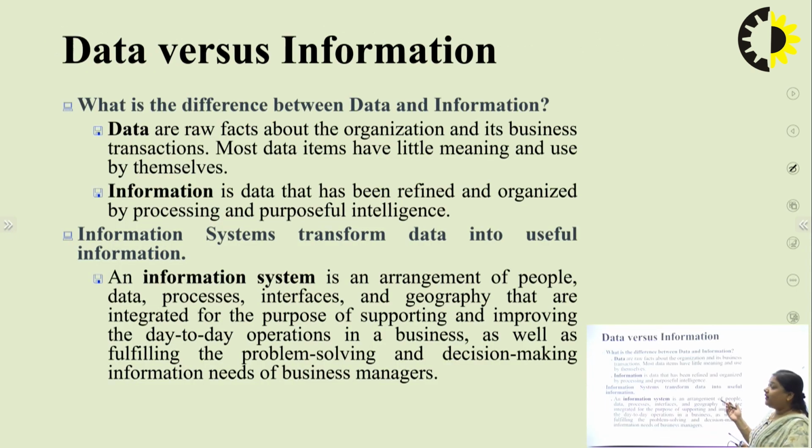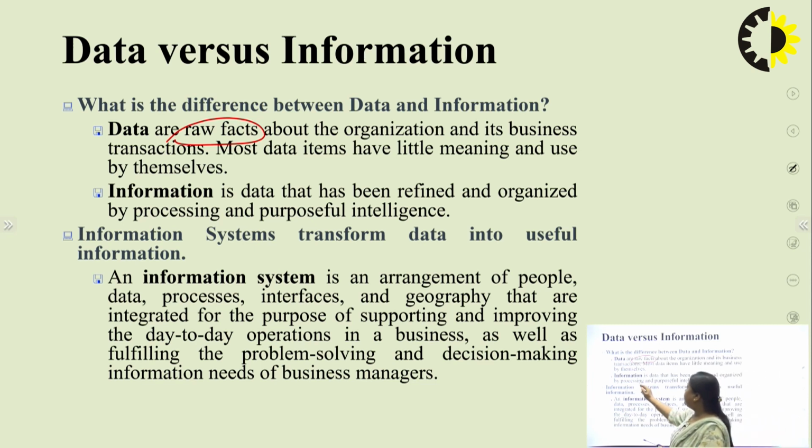Now, what is data and what is information? What is the difference between data and information? Data is all the raw facts and figures that we gather in the organization. Data are the raw facts about the organization and its business transactions. Most data items have little meaning when used by themselves. So, data are the raw facts and figures used in an information system.